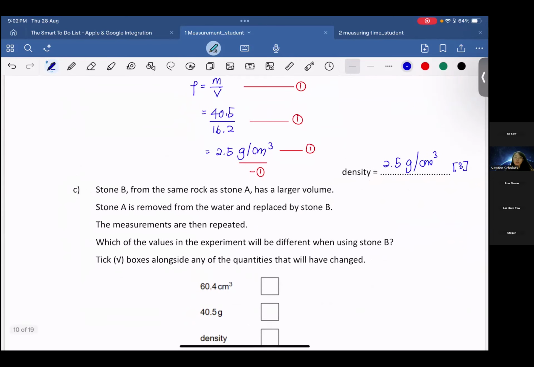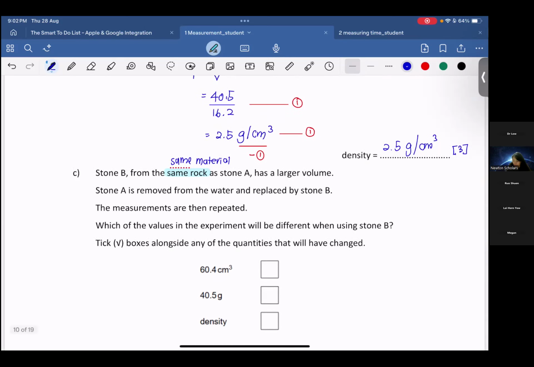Next, stone B. Just now we calculated stone A. Stone B is the same rock, same material, so I write it here: same material. They are the same material as stone A, but now stone B has a larger volume. Stone A is removed from the water, then we place stone B in. The measurements are then repeated. Which value in the experiment will be different when you use stone B? What value will change?